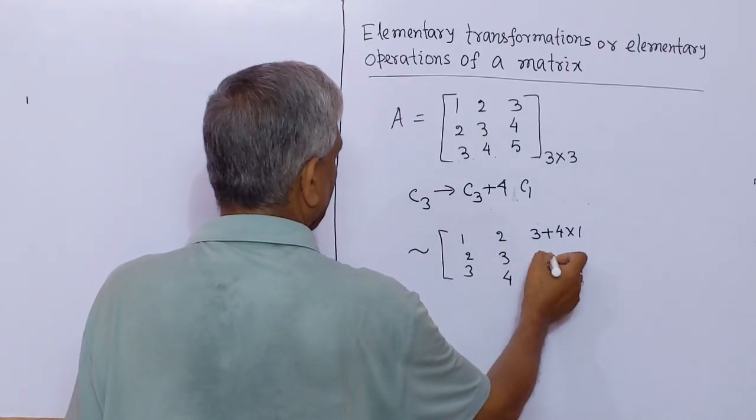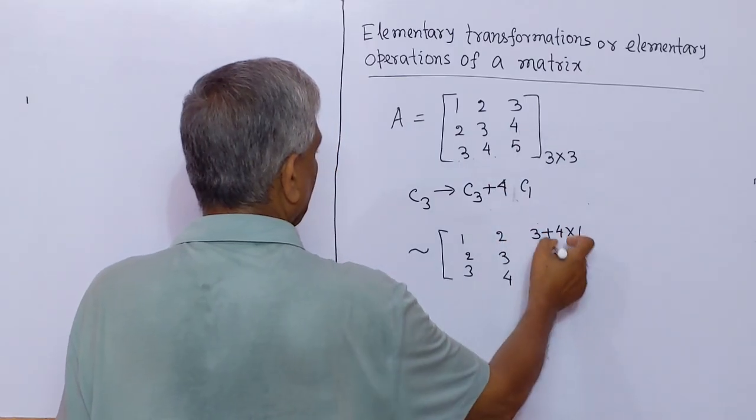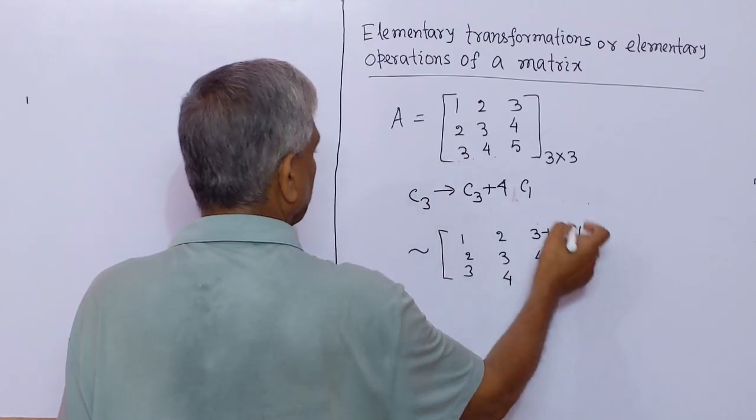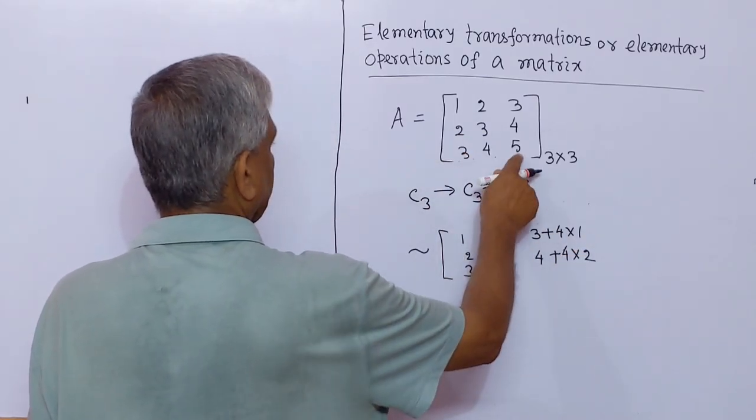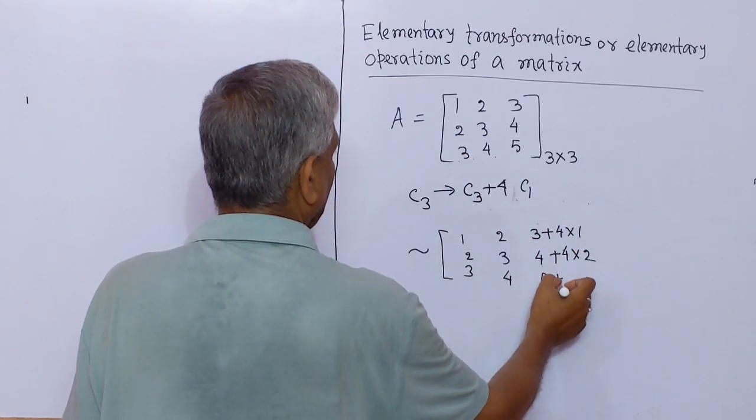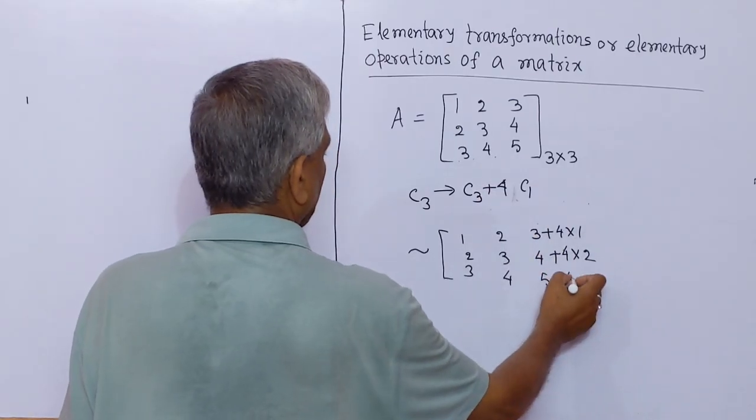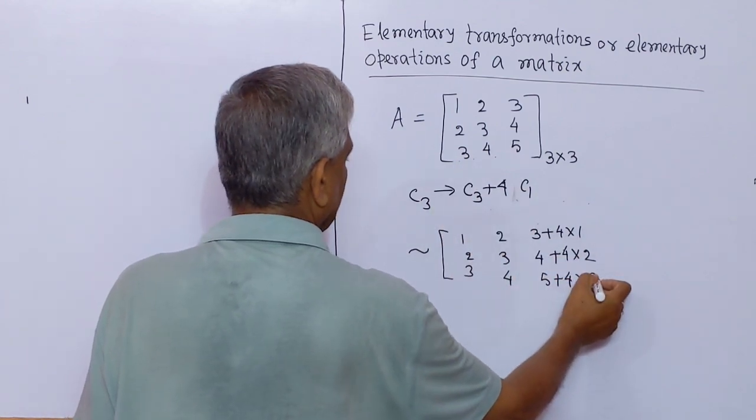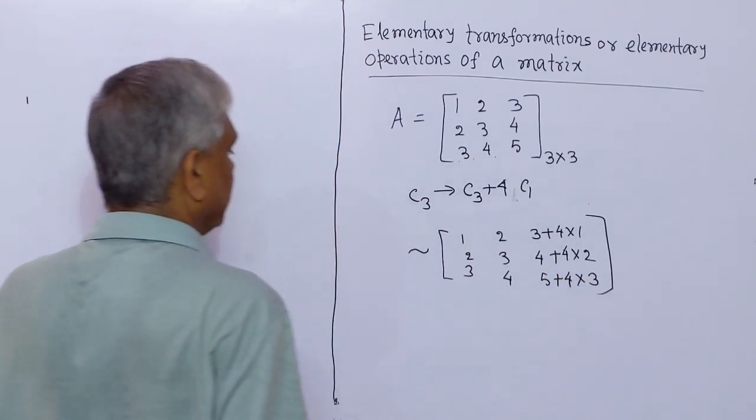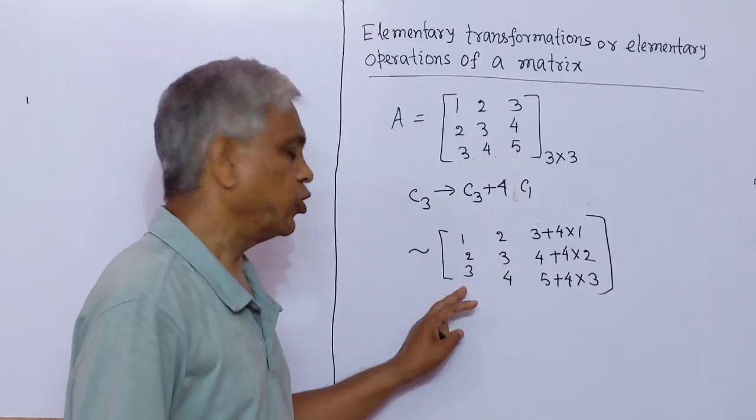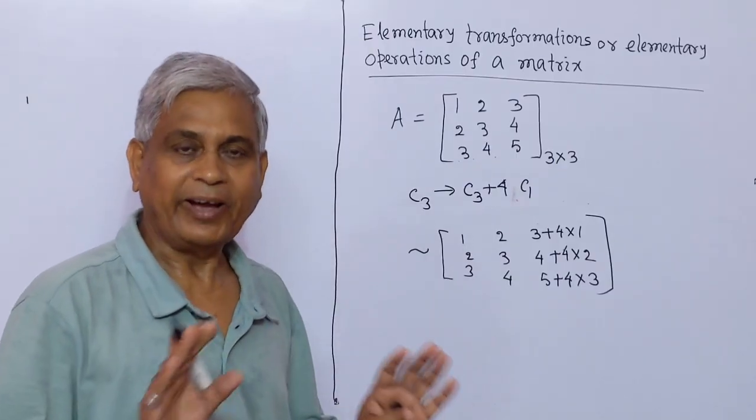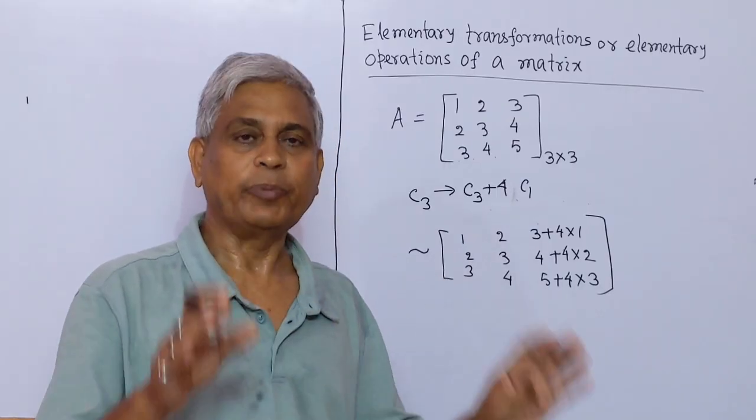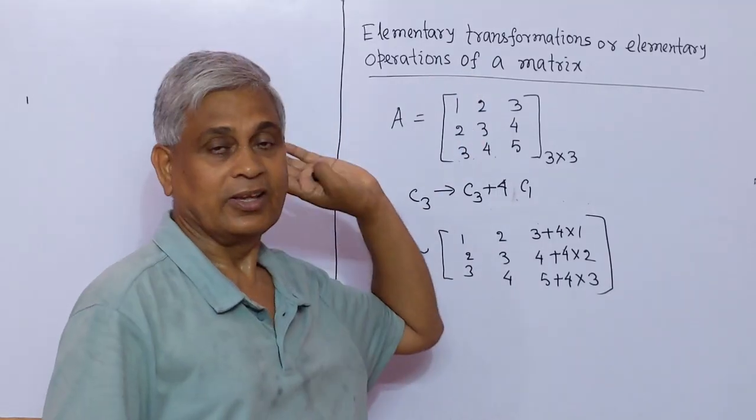Next, 4 plus 4 multiplied by the corresponding element of the first column, 2. Here 5 plus 4 multiplied by the corresponding element of the first column, 3, and this will be the transformation or operation. Now we define the elementary transformation or elementary operations of a matrix.